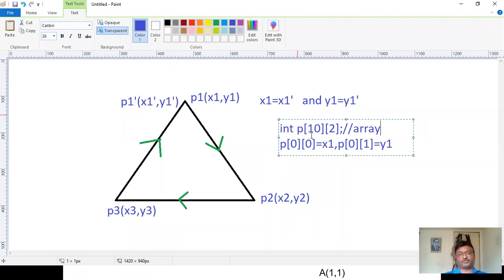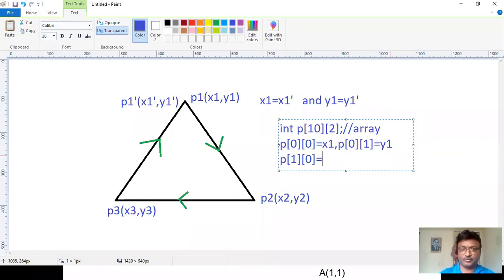int, I am going to consider integer. P of 10 2. How am I going to consider 10 2? Because 10 is the number of vertices n, and 2 is going to differentiate the x value and the y value. See here, 0 0 and 0 1, so 0 0 indicates your x1 value and 0 1 indicates y1 value. Similarly, again I am going to store p of 1 0.